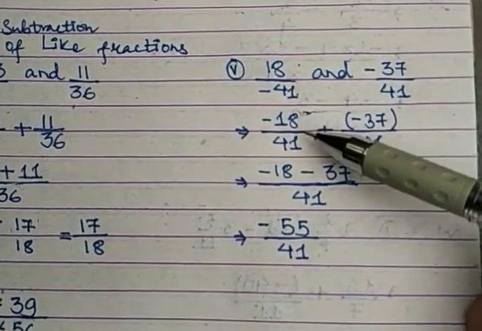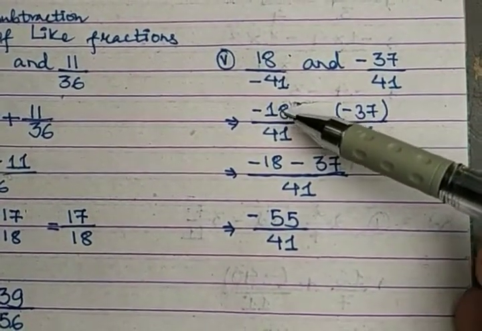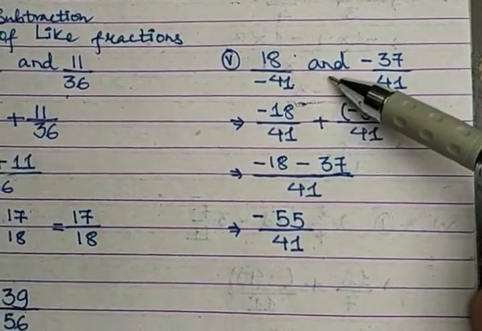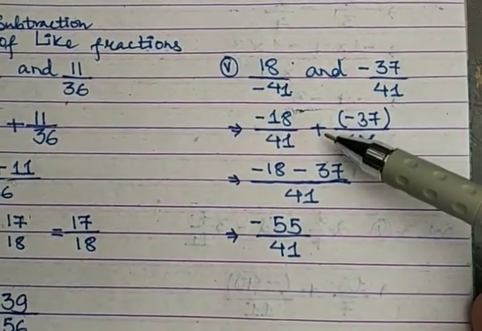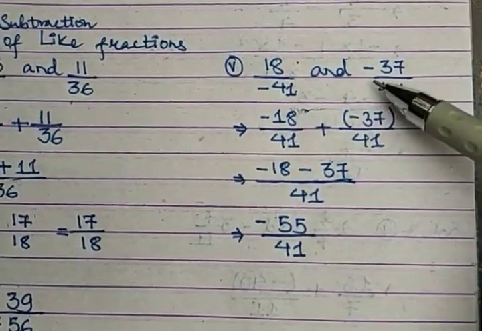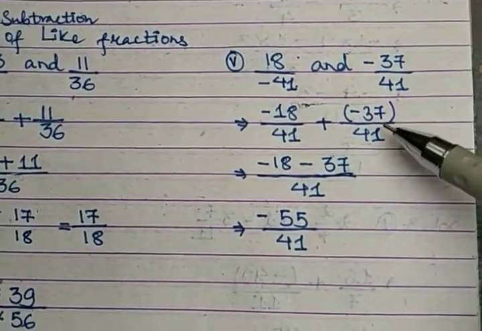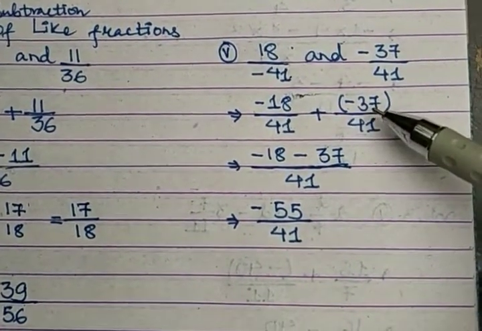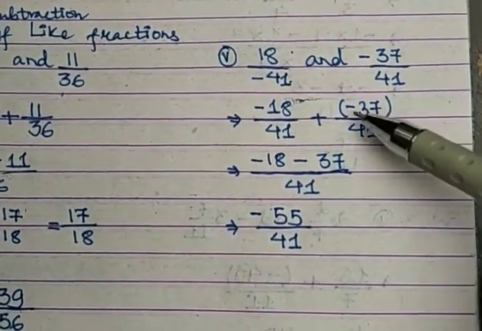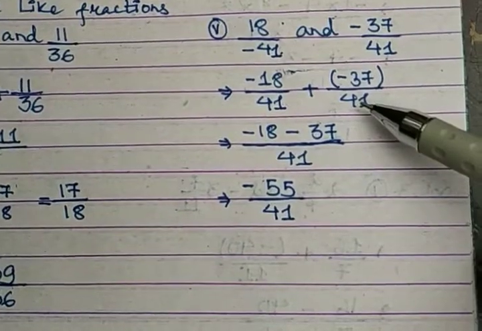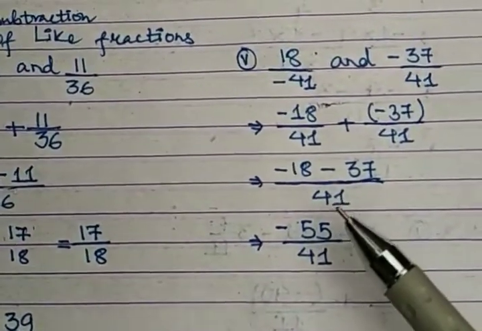In the next step I moved the sign to the numerator, minus 18 divided by 41, and placed the sign of addition, as the question was about addition of fractions, in place of and. Since we cannot write two signs together, I used a bracket in order to write the negative sign of the numerator of the second fraction, that is minus 37 within the bracket, divided by 41.